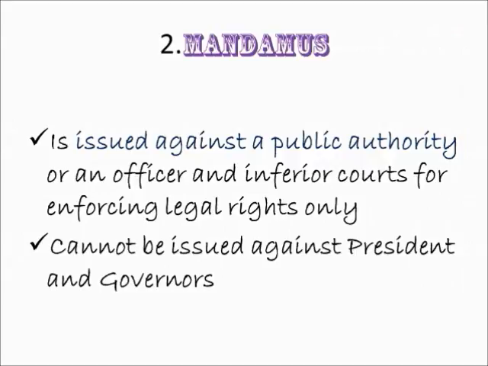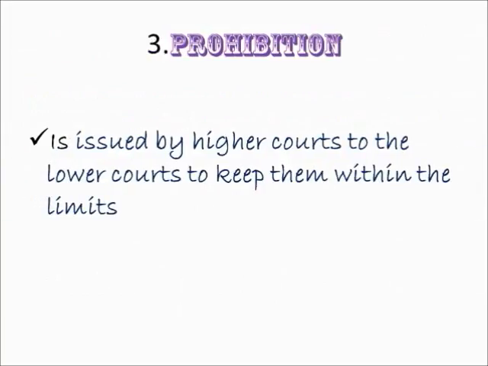Next, the second of the writs is Mandamus, and this Mandamus is issued against a public authority or an officer and inferior courts for enforcing legal rights only, but it cannot be issued against the president and governors. The meaning of Mandamus is we command. So let me tell this point once again. Mandamus cannot be issued against the president and governors.